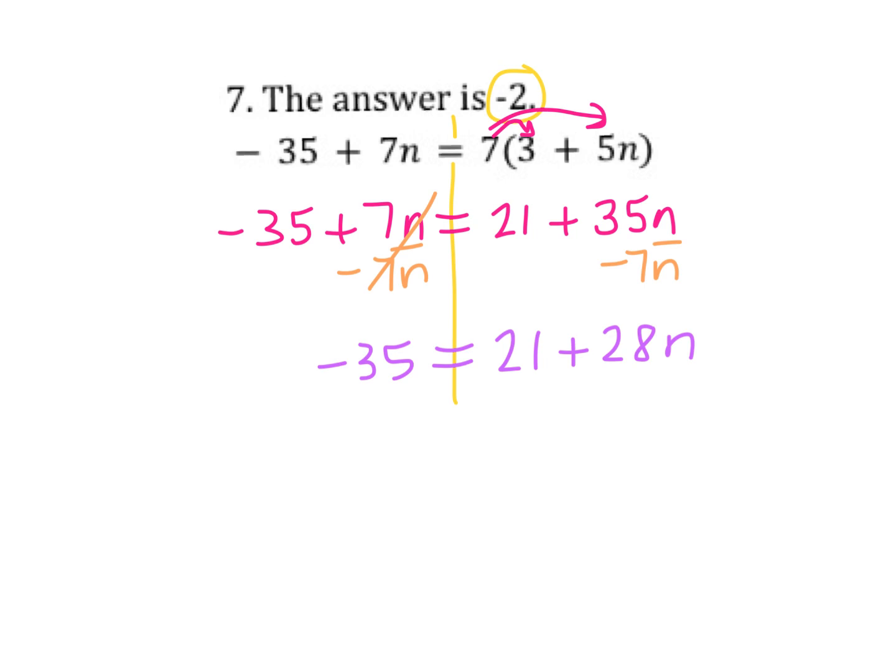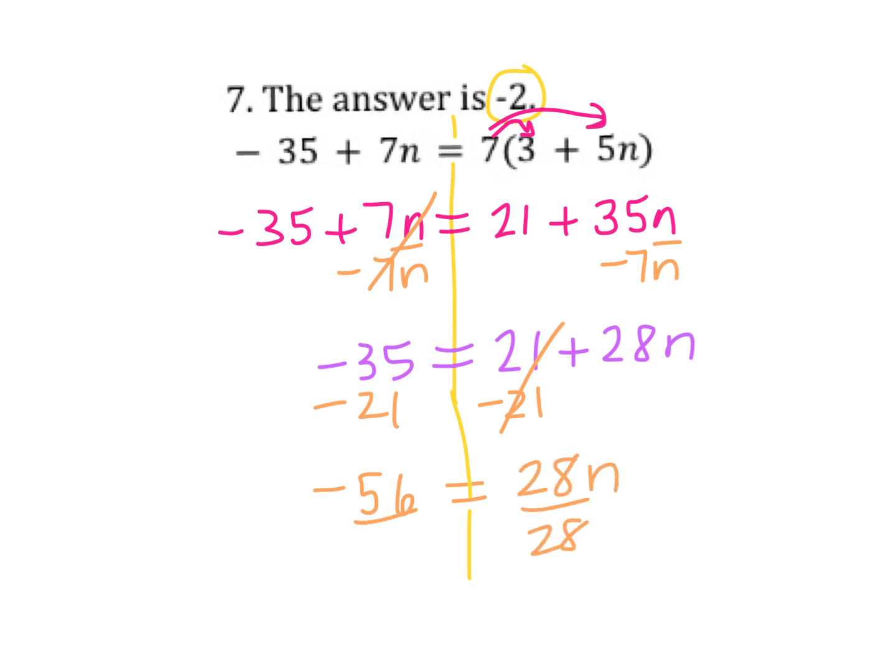Let's use our inverse operations. I'm going to subtract 21 on both sides. And that's going to give us negative 56 equals 28n. Divide both sides by 28. And 56 divided by 28, a negative divided by a positive, that's going to give us negative 2, which is what we were shooting for.